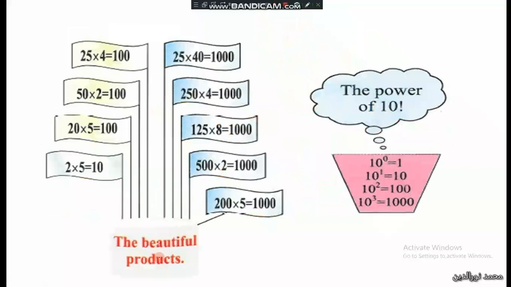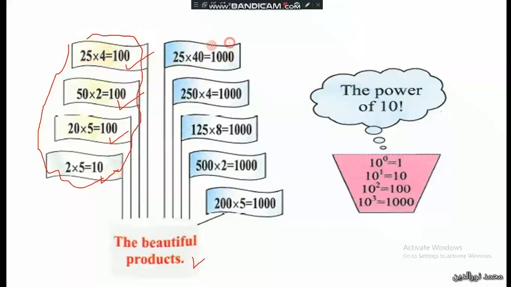So here we have the beautiful products. If we notice, we have 2 times 5 is 10, 20 times 5 is 100, 50 times 2 is 100, 25 times 4 also gives me 100. So these factors are important so that I can convert 25, how to turn it into 100, or 4, how to turn it into 100. 4 I multiply by 25, or 25 I multiply by 4, and it gives me 100. So it's important to memorize these factors.